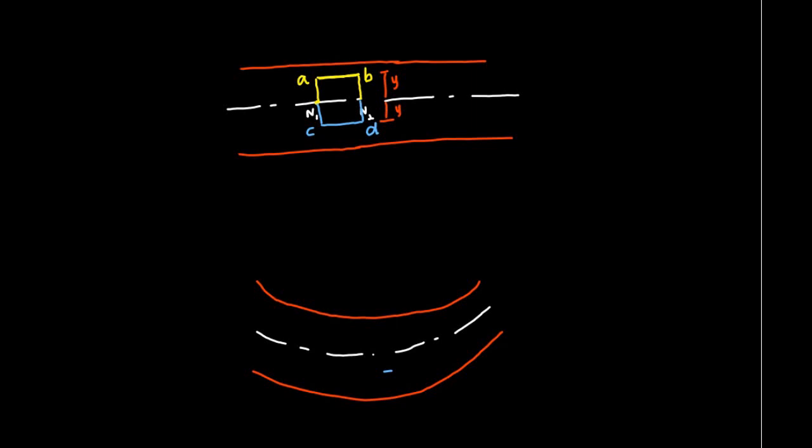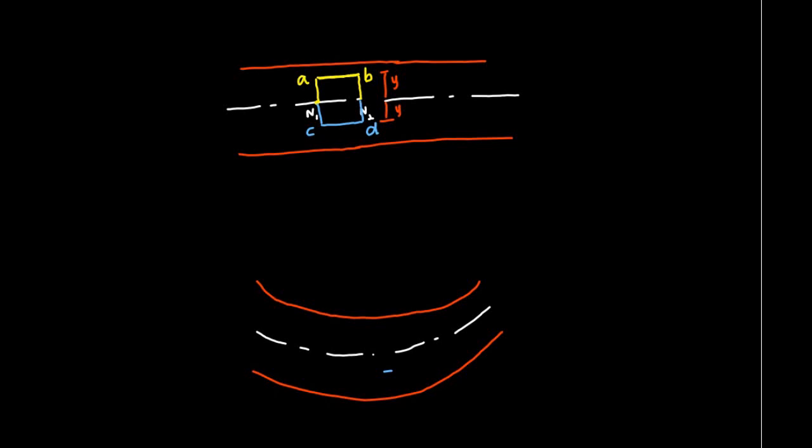Now the question here is, what is going to happen to the layer AB, which is represented by the yellow line, and what is going to happen to the layer CD, which is represented by the blue line, and what is going to happen to the white layer, that is N1, right on the neutral axis? What is going to happen to that layer?